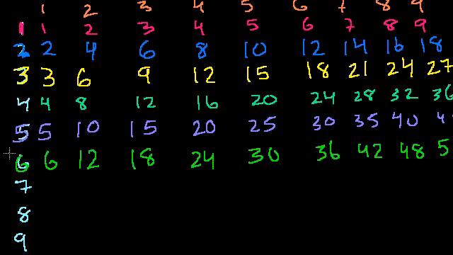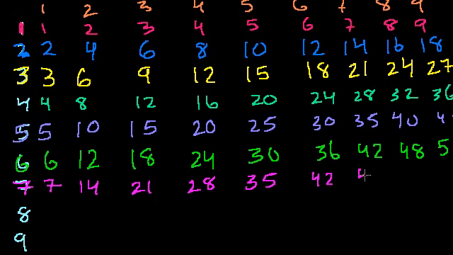All right, we're almost there. 7 times 1, that's 7. 7 times 2 is 14. 7 times 3, 21. 7 times 4, 28. 7 times 5. What's 28 plus 7? Let's see. If you add 2, you get to 30. Then you have 5. That's 35. 7 times 6, 42. 7 times 7, 49.